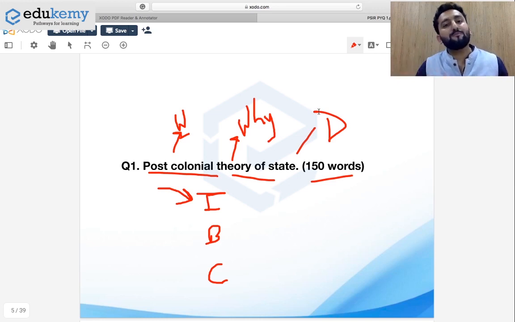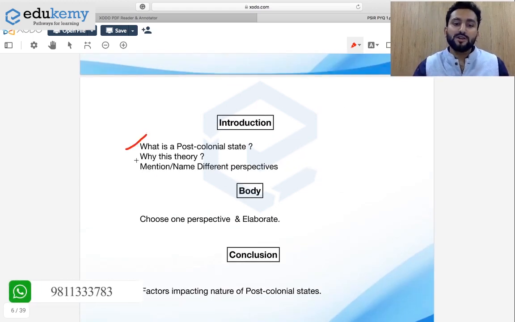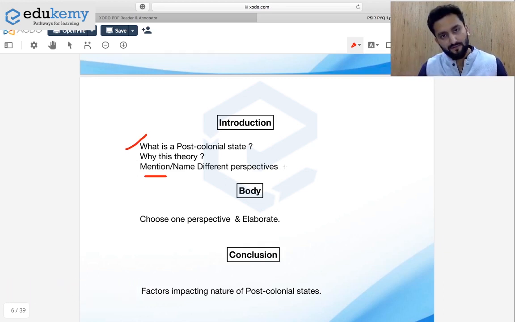I've told you that you have 4 perspectives, right? Let me show you the structure like this. What, why, mention, name, different perspectives. Then in body 1, choose one perspective. For example, you chose the structuralist perspective, okay? Then choose the structuralist perspective and expand on that. Start with the scholar. Who was a prominent scholar in the structuralist perspective? Hamza Alavi, Pakistani scholar.